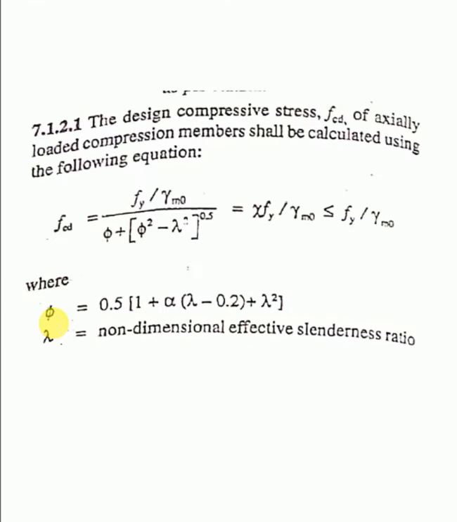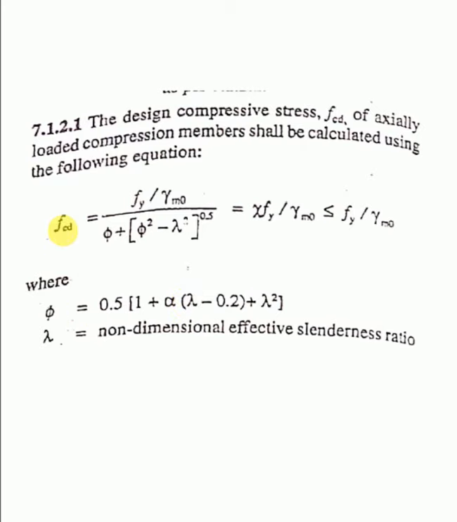Now this is our phi. So phi is as per clause 7.1.2.1. See, this is a formula for phi. This lambda is our slenderness ratio, lambda E. Then this alpha we got as 0.49. So we'll put the values here. Then we'll get the value of phi.